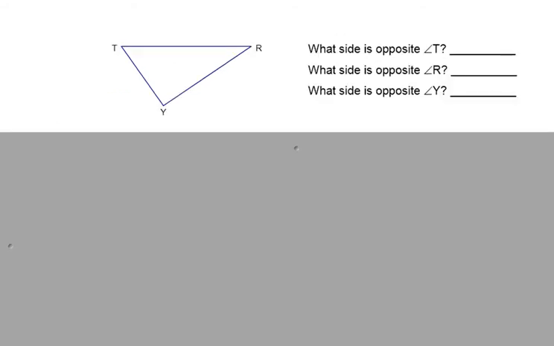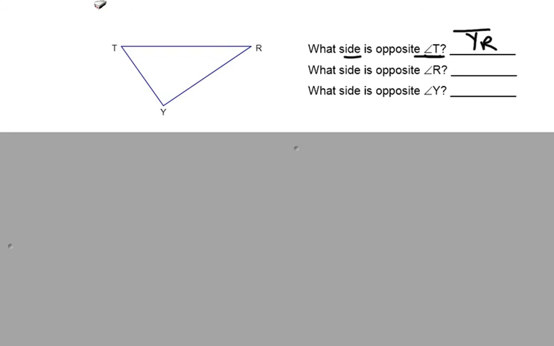Okay, let's talk about opposite sides. Imagine you're given angle T, and imagine that the angle is kind of like a gun, where you're going to shoot from that gun. Whatever you end up shooting, YR, is the side that is opposite that angle. In other words, the side opposite the angle is going to be across from the angle. So side YR is opposite angle T.